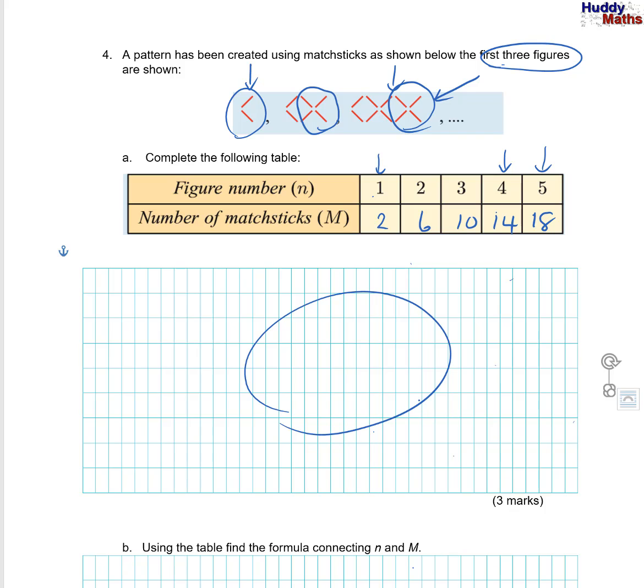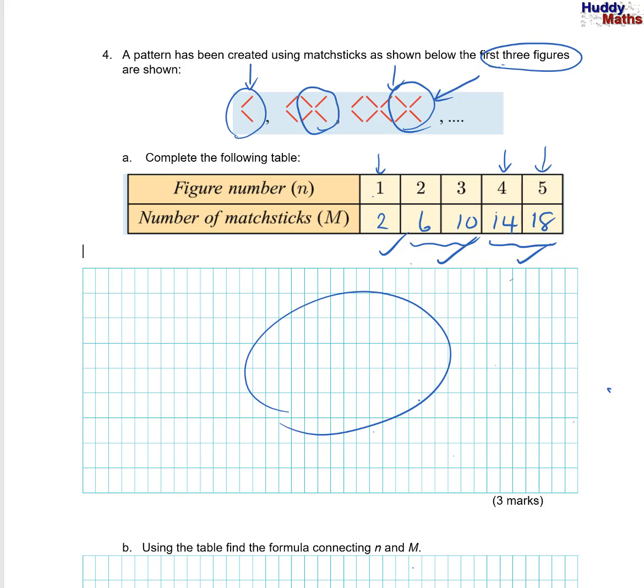So there are 3 marks. So first of all, this one, and then 1 mark for the next 2, and 1 mark for the last 2, making 3. So if you get one of those wrong, you lose that mark. So it's 1 mark between the 2.